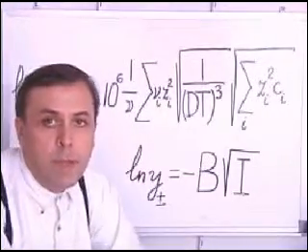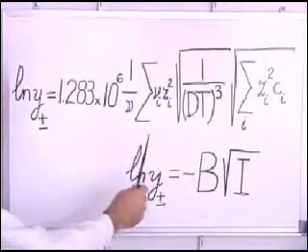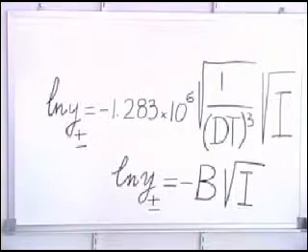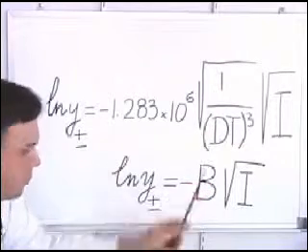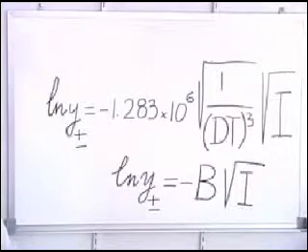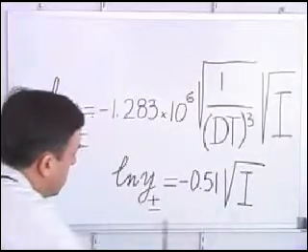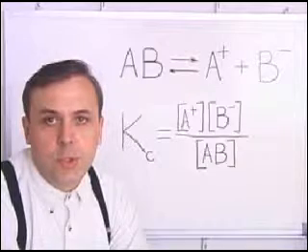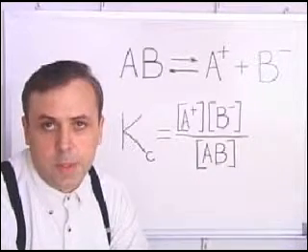For a 1-1 binary electrolyte, this expression turns into, which for room temperature and D equal to 78 becomes... Now we will discuss two methods for experimental determination of the activity coefficients.